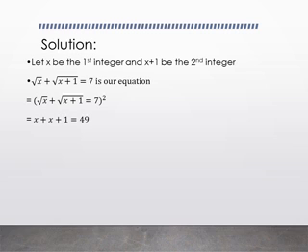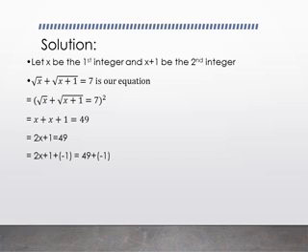Now we have x plus x plus 1 is equal to 49. Why is it 49? Because 7 raised to the power of 2 is just simply equal to 7 times 7, which is equal to 49. Now let's simplify the equation. We have 2x plus 1 is equal to 49.